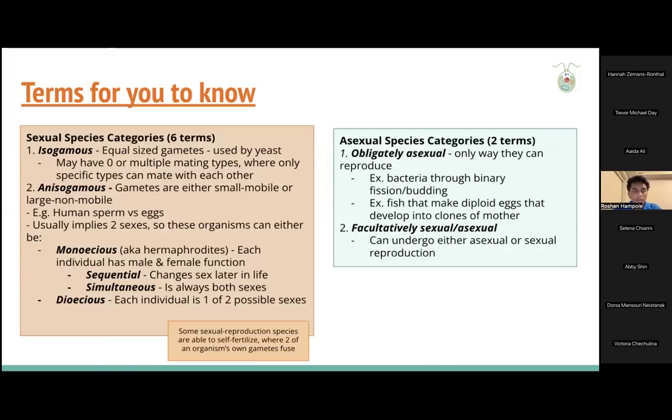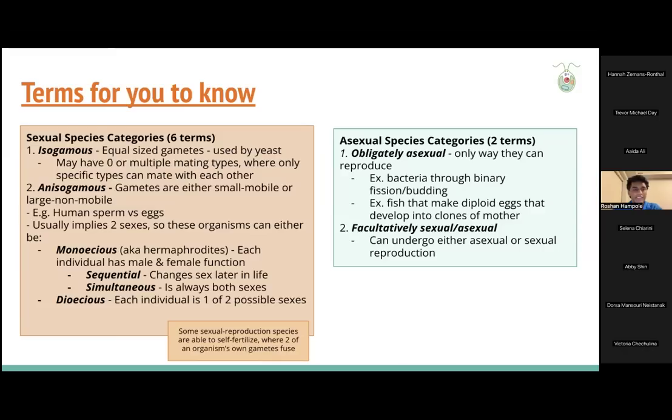So to categorize sexual reproduction, first we can categorize them into isogamous species, which are species that have equal sized gametes. This is in contrast to anisogamous species, which are species with gametes that are either small and mobile or large and non-mobile, with the most obvious example being human sperm versus eggs. Human sperm are small and mobile, and their eggs are large and non-mobile.